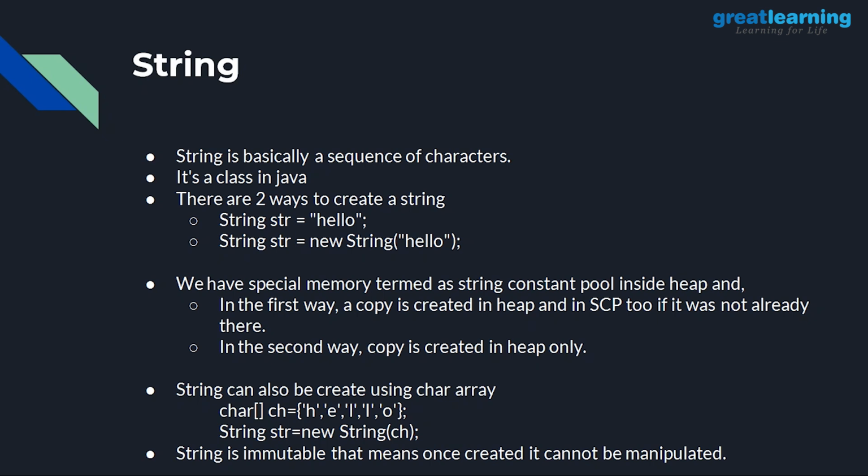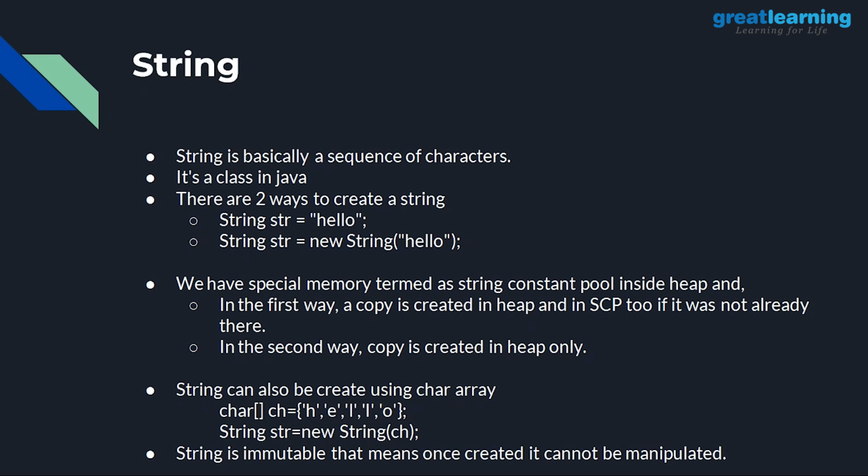String str = "hello" and String str = new String("hello"). With these two ways we can create a string, but there's a difference, right? So what do you mean by this? If I wrote str = "hello", right, then I again wrote str = "hello". In the string constant pool, the first time when I wrote it, the copies will be created in both the heap and the SCP, that is the string constant pool. Next time when I create "hello", it will check if it's present already in the SCP, then it will not be created there, but in the heap it will be created, okay? You see the difference?